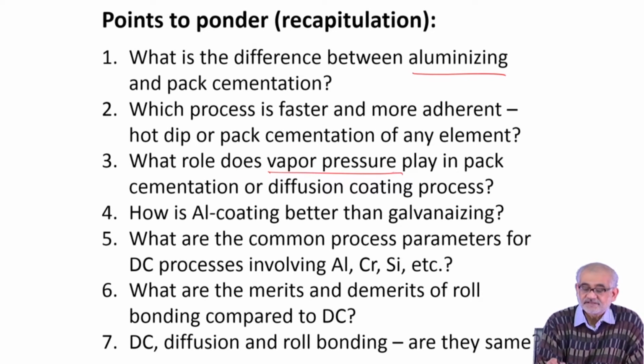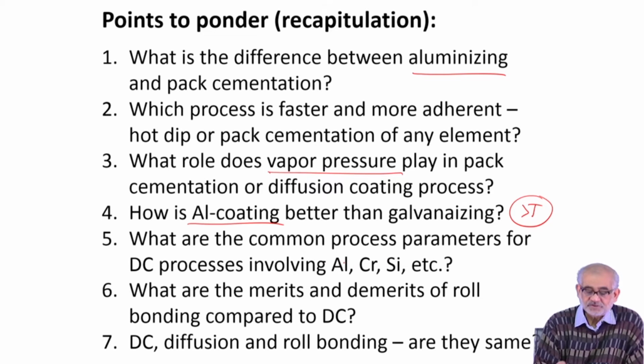We must realize that vapor pressure plays a very important role in all pack cementation processes or all diffusional coating processes, because the element should have a very high vapor pressure so that it has a natural tendency, when exposed to high temperature, to go into the vapor phase and saturate the atmosphere with that particular vapor. So it should have a vapor pressure higher than the substrate metal. Aluminum coating is better than galvanizing, not always, but certainly at high temperature.